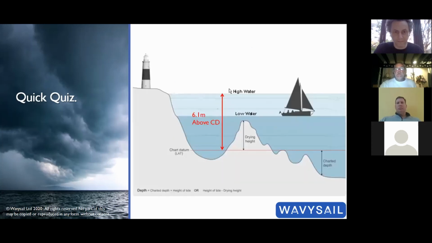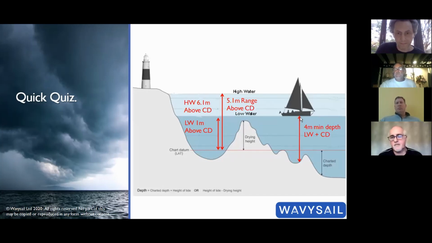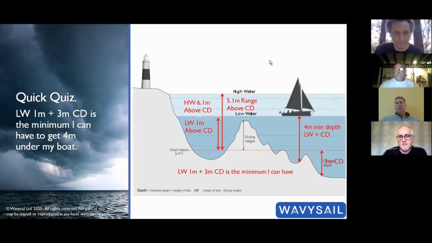So there we go. We are currently at high water. It's 6.1 above chart datum. Okay. At low tide, it's only going to be 1 meter above chart datum. So it's going to go up and down by 5.1. Okay. We need 4 meters minimum, including what's below chart datum. So when it comes down to 1 meter, we're going to need 3 meters of water underneath our boat to give us our 4 meters minimum.